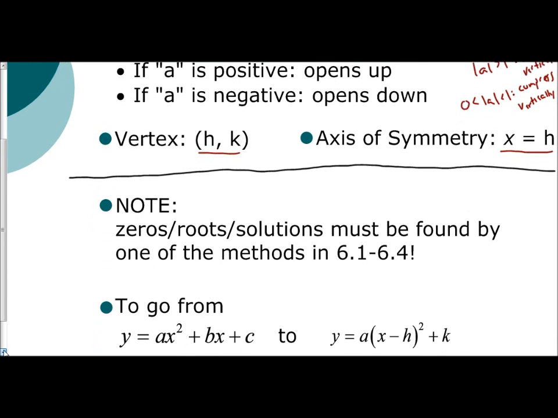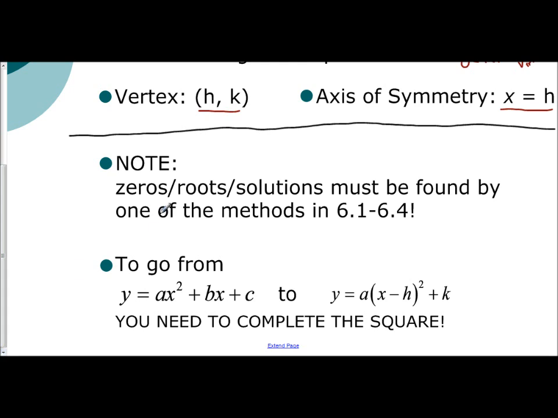Some things we have to make a note of and be aware of before we go through. Zeros, roots, solutions are all the same thing. And we discussed this as well in our previous lesson of solving quadratic functions by graphing. Solutions, roots, and zeros, all three of these words mean the exact same thing. You are looking for your x-intercepts. If I say x-intercepts, I want zeros, solutions, roots. If I say solutions, I want x-intercepts, roots, zeros. All these words are interchangeable.